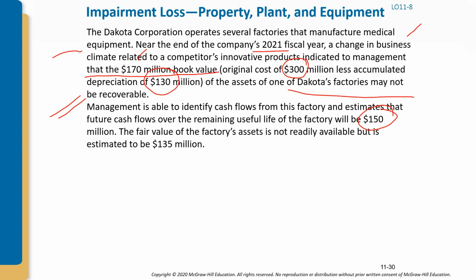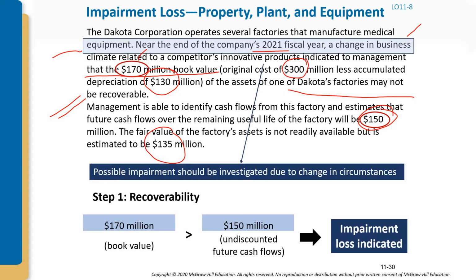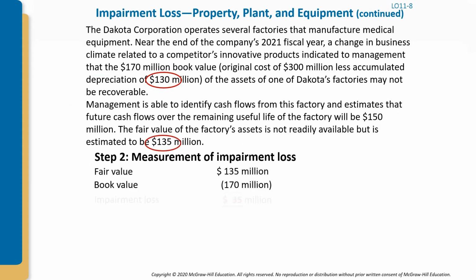The fair value of the company's assets is not readily available but is estimated to be 135 million. So the first step is the recoverability test. The book value is 170, whereas the 150 million is the undiscounted future cash flows. So what happened here? Book value is greater than the undiscounted future cash flows, so an impairment loss is indicated. So we need to record that.